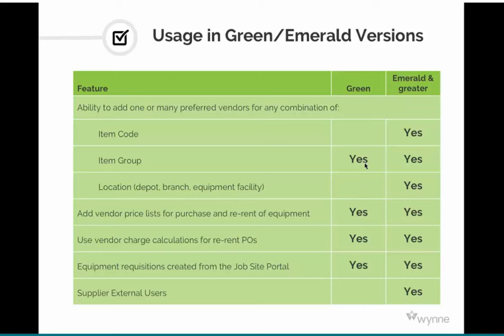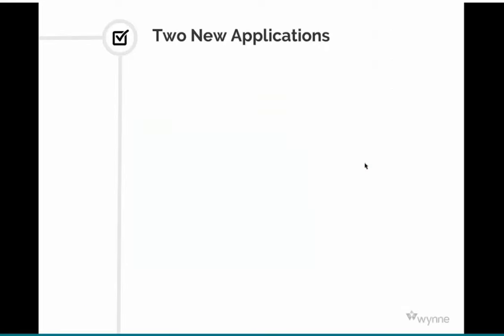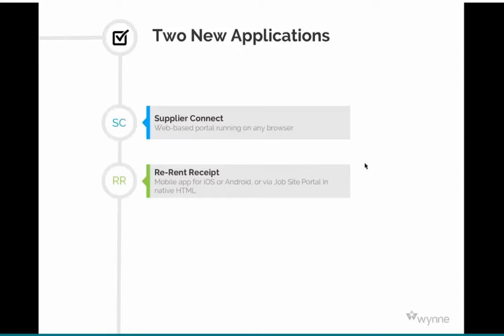We've also extended the use of things like the operator maintenance and the job site portal user, so that you can have an external user who is purely a supplier and not an external user who is related to a customer or a project. So you've now extended that functionality as well. If you're in a version of Green, you've got some of these elements. If you're in Emerald or moving to Emerald at the moment, this is now available to you within the Emerald system.